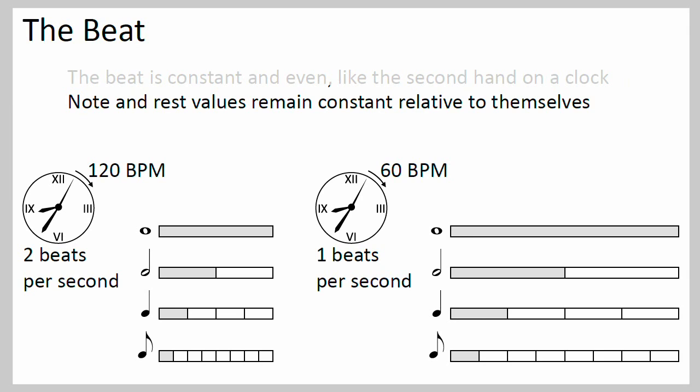When the beat is fast, note and rest values are shorter. When the beat is slow, they are longer. However, they are always the same length relative to themselves. For example, the half note is always half the value of the whole note at any speed.